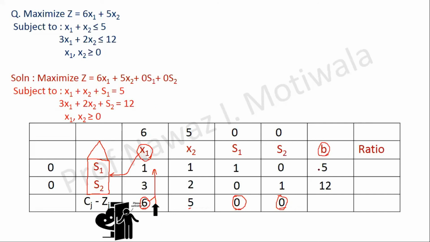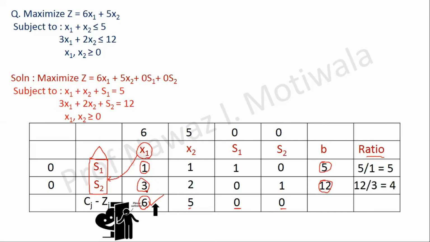So what happens, 5 divided by 1. So I will write here 5 divided by 1, answer will be 5. And similarly I will write 12 divided by 3. What you have to do is just divide b with that particular column which we have selected for entering. So 12 by 3 is 4. Now here, between 5 and 4, who is giving me the least opportunity? S2 sir. S2 gives me less benefit as compared to S1. So what will I do, I will take it out of the house. So it went out of the house, say bye bye to it. Is the logic understood?